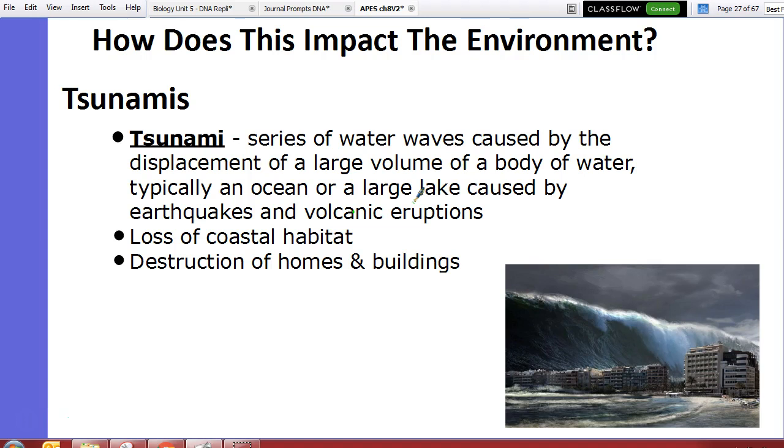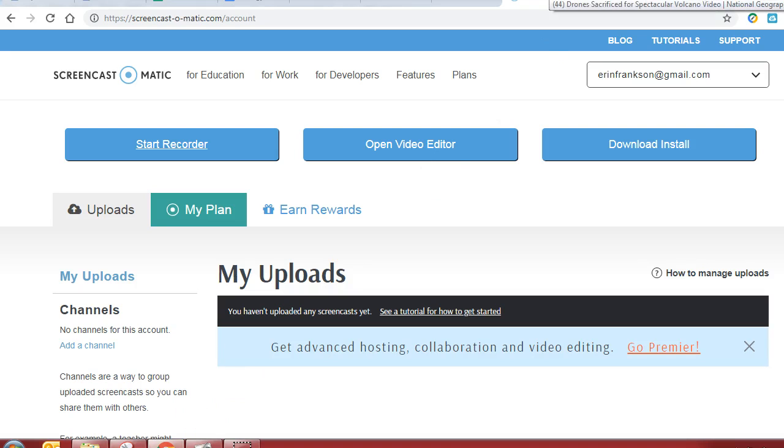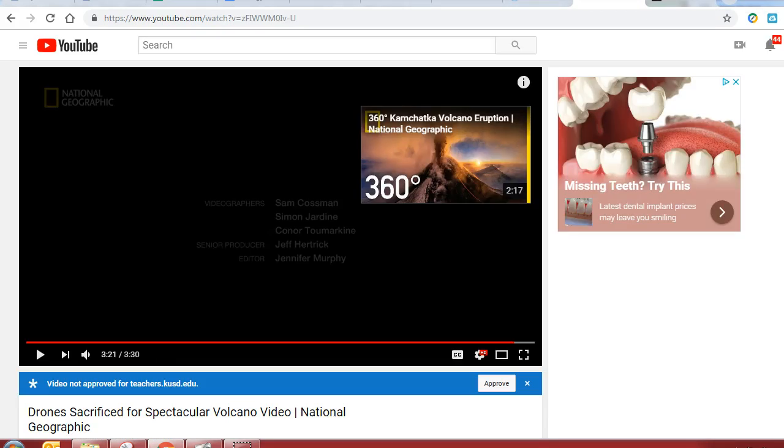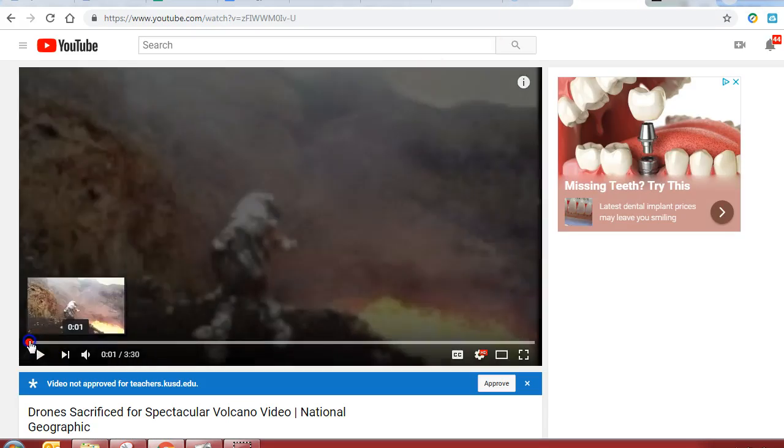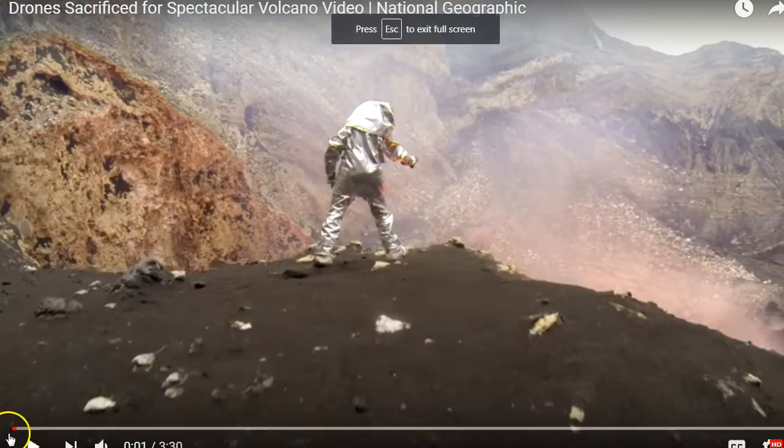So the last thing I wanted to show you, I thought this was pretty cool, is a guy going to the inside of a volcano. It's only 3 minutes. We're just going to watch this guy. He sacrificed his drones to go inside of this volcano, and I just thought it was fun.